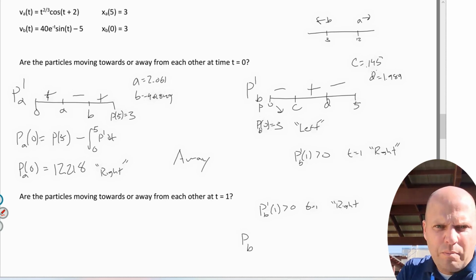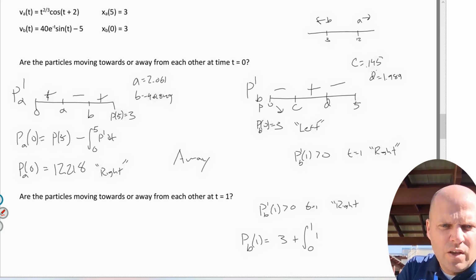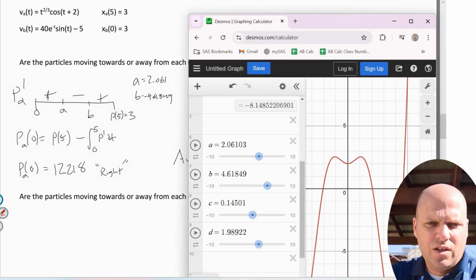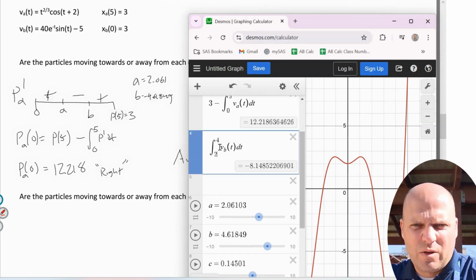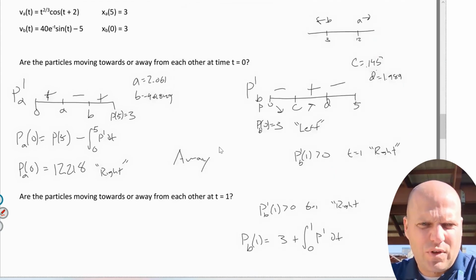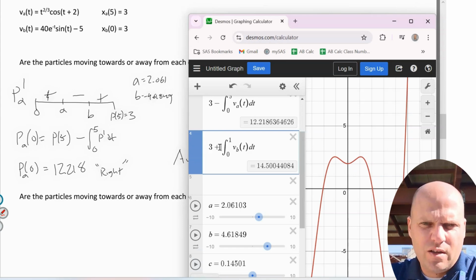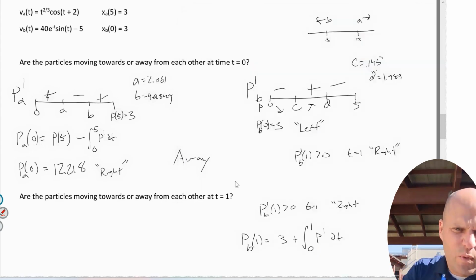So PB of 1, I'll start with the position at time 0 and I'll add my displacement from 0 to 1. This will incorporate all the positives and the negatives, the increasing and decreasing. I don't want to split it up anymore, though I could. It's just going to be a little bit more efficient. So I'm going to go from 0 to 1. That's 4.833. I started at 3, so I get 7.833.